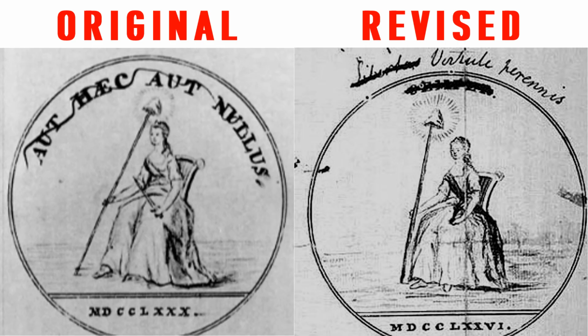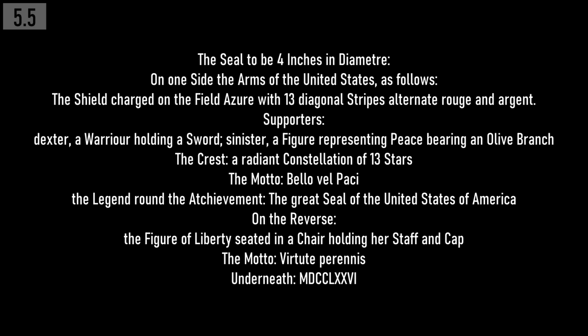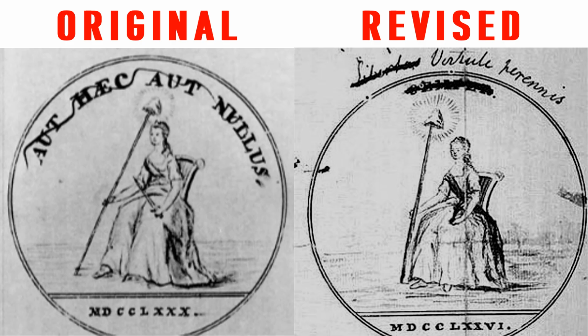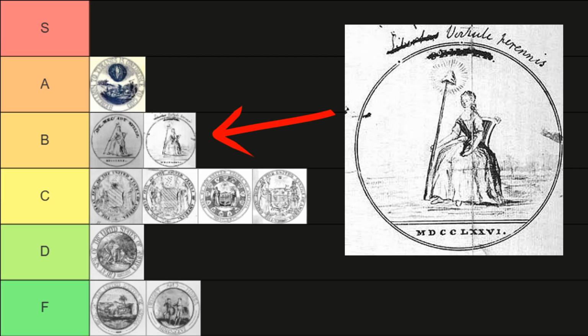For the reverse, the design is also basically the same, but the woman's dagger is now missing and the Latin phrase virtue perennis, which basically just means everlasting virtue, is added. That's kind of it. I'm not sure which rendition of the design scheme I prefer, but just like the obverse, I see no reason not to put it right next to its slightly older sister, so B tier.